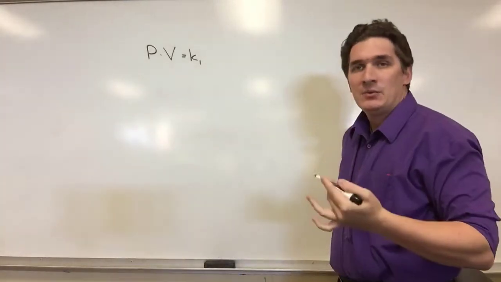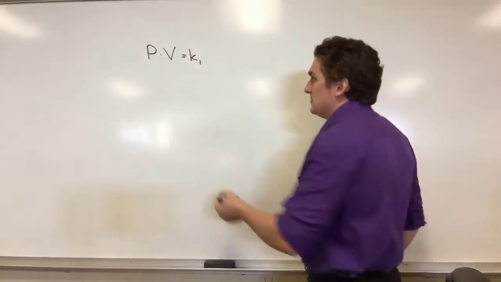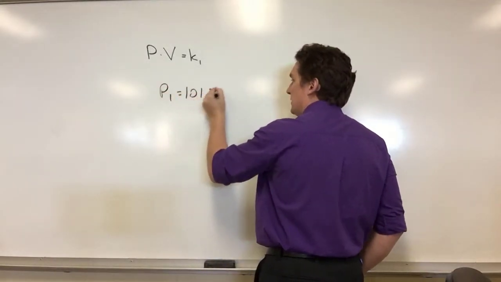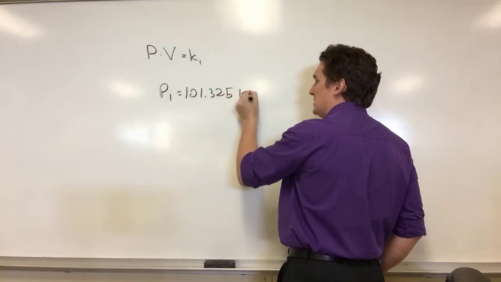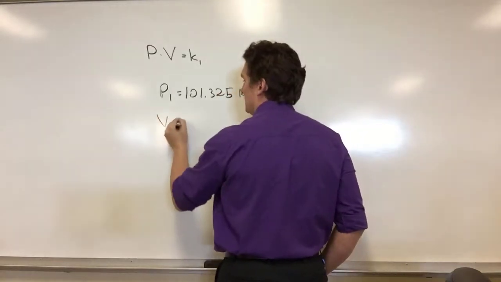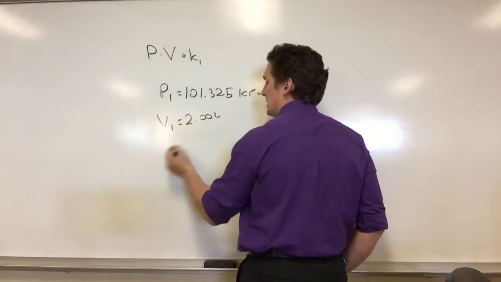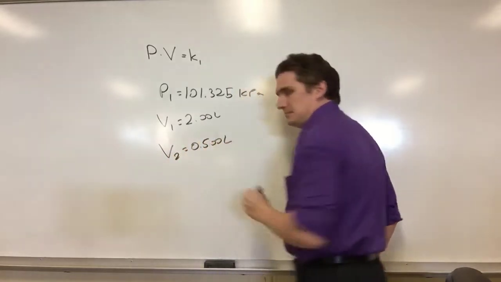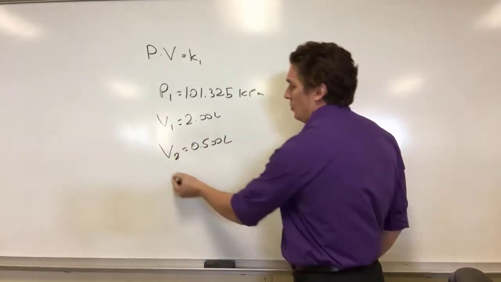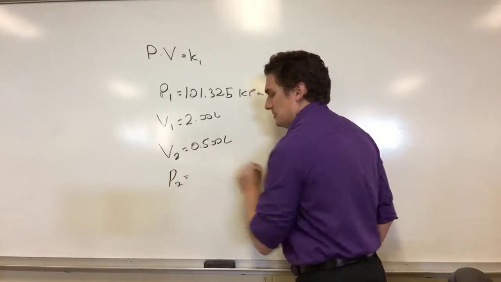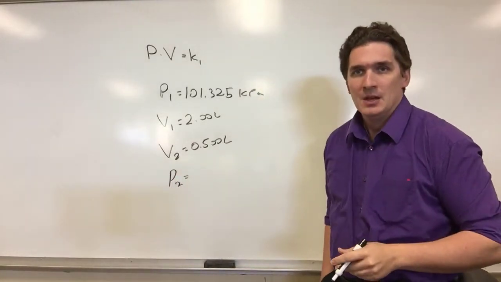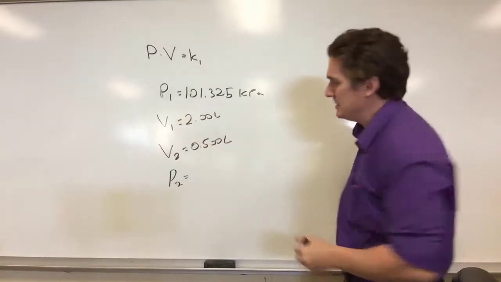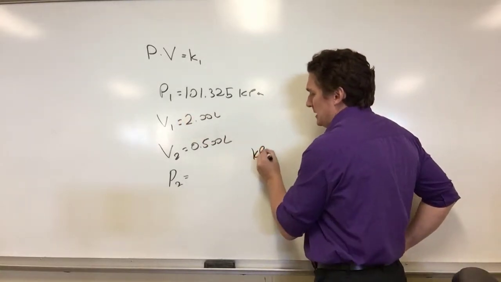Now I need to identify what the change is. In this example, the starting pressure is 101.325 kPa. Starting volume is 2 liters, and the final volume is a half liter. And I'm being asked, what is the final pressure, P2? Well, off the bat, you should know that your units have to stay constant, so our final answer here is going to be in kPa.